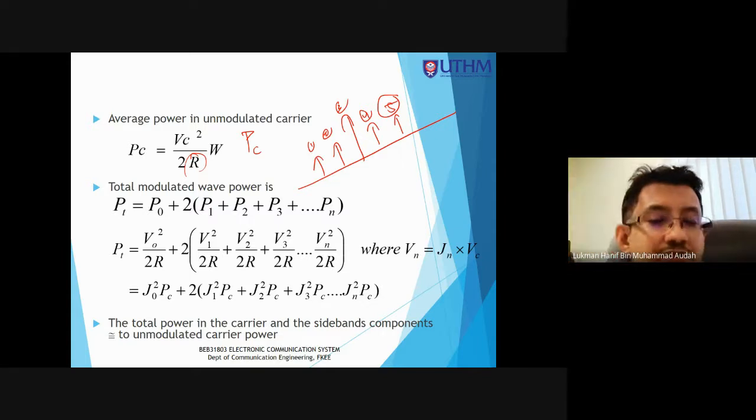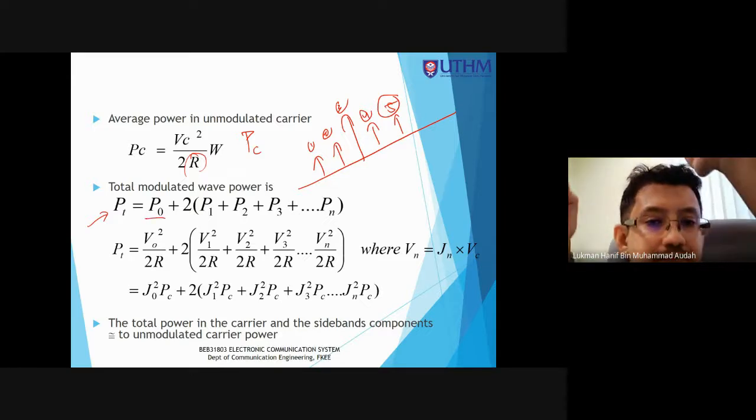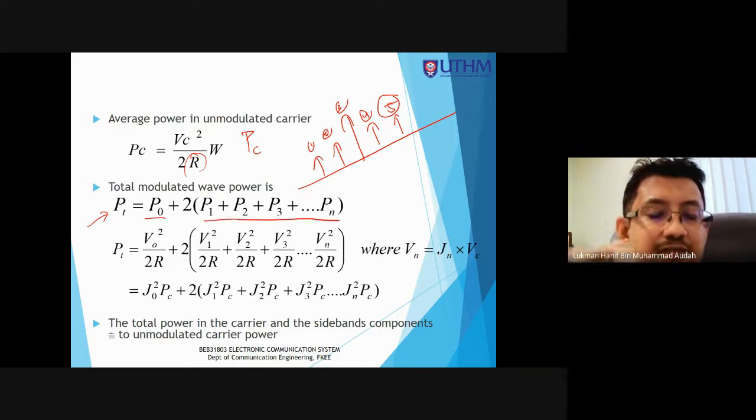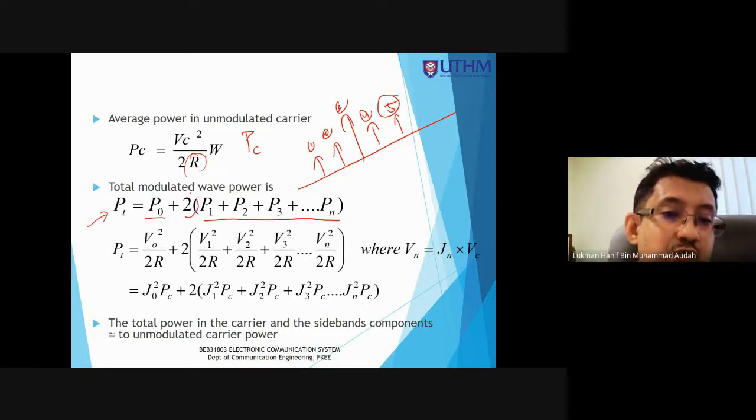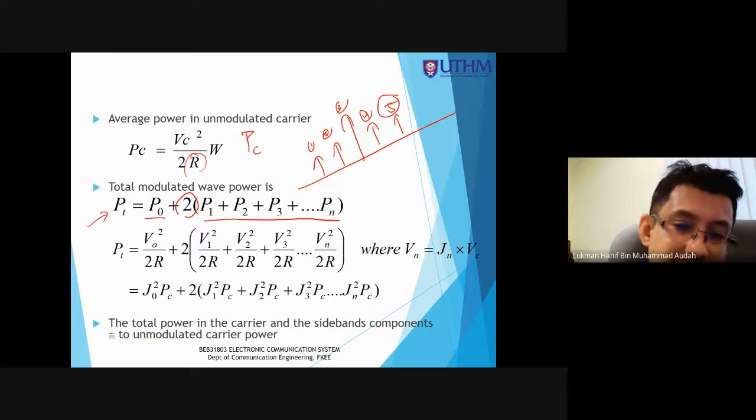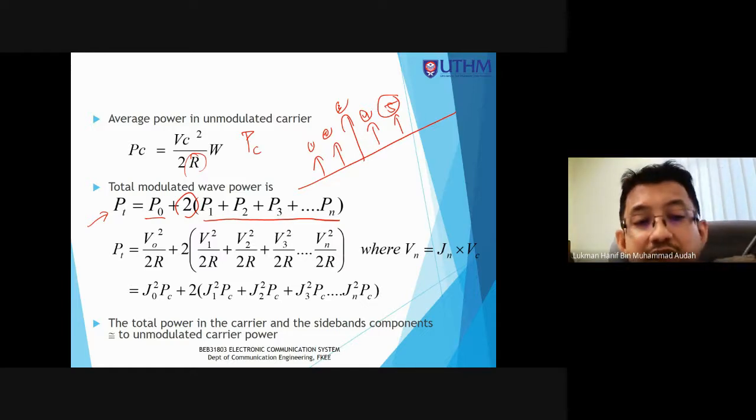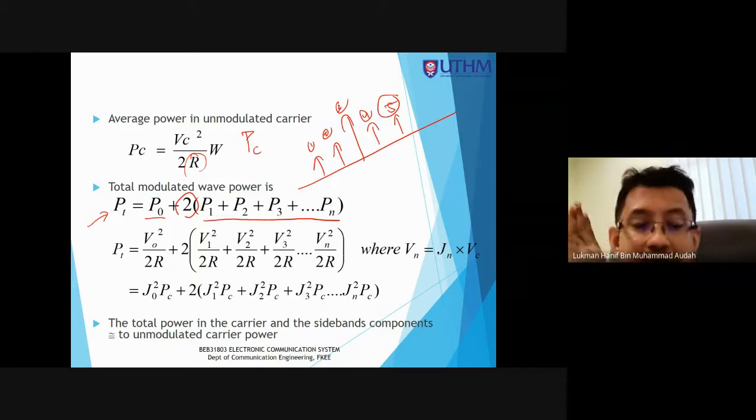Okay, so you see that here, P total is equal to P0, P at the center, plus power of the sidebands. Power daripada pasangan sideband. Itu sebabnya didarabkan dengan 2, kerana kita ada upper and lower sideband. Remember, we have upper and lower. So that's why we need to multiply with 2. Senang cerita, kita kena tambah semua sekali.